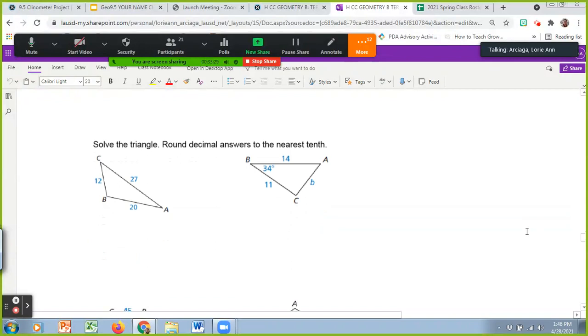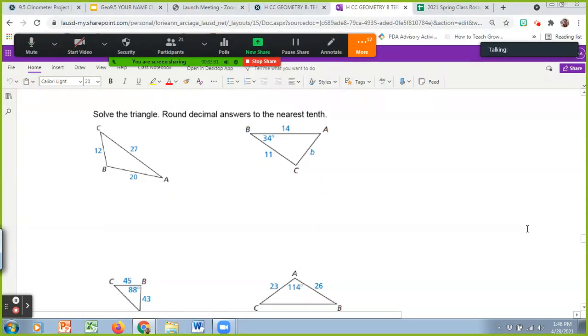Here we go. Let's do the first one. Three sides are given. SSS. So when we say solve the triangle, it means find all the parts. Find all the angles and find all the sides. So all the sides are already given. So how can we use law of cosines to find an angle? Let's choose an angle first to find. Let's choose angle A. Let's just do them in order, okay?